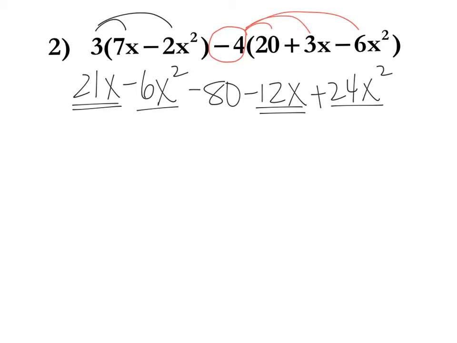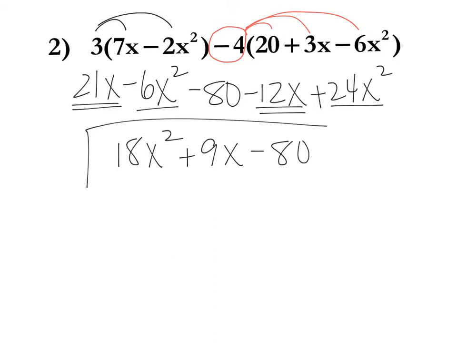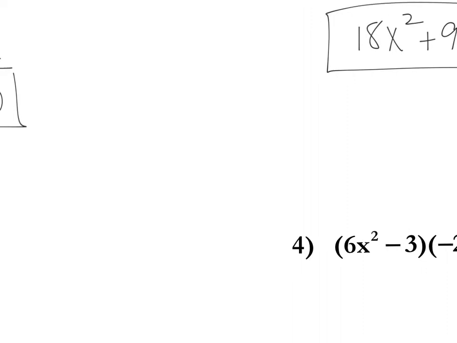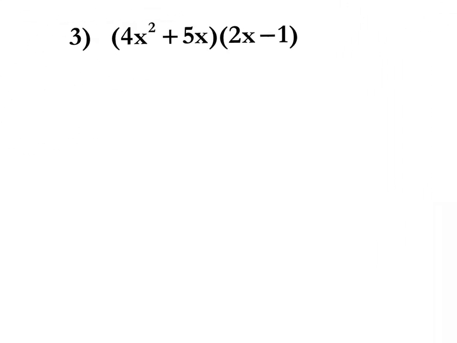So negative 6 and 24 makes 18, and those are my x squared terms. 21 minus 12 gives me positive 9x. And then I just have that negative 80 all by itself. Okay? Careful distributing negative signs. We have two more examples.